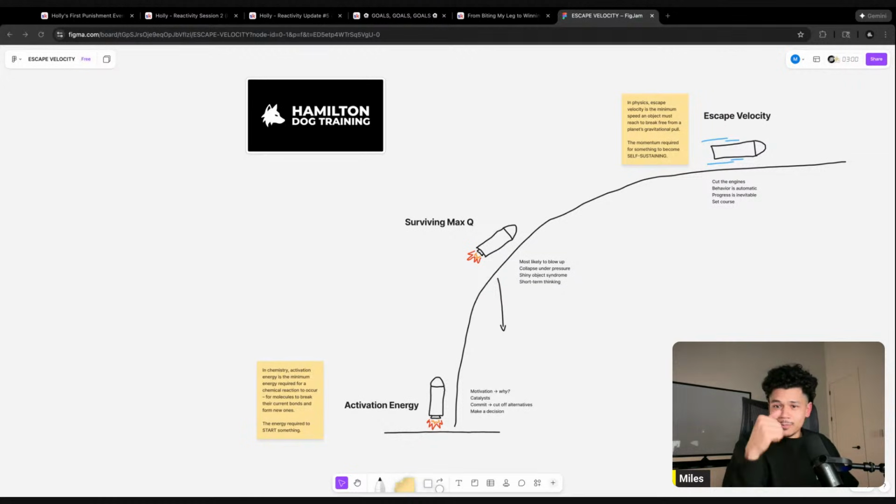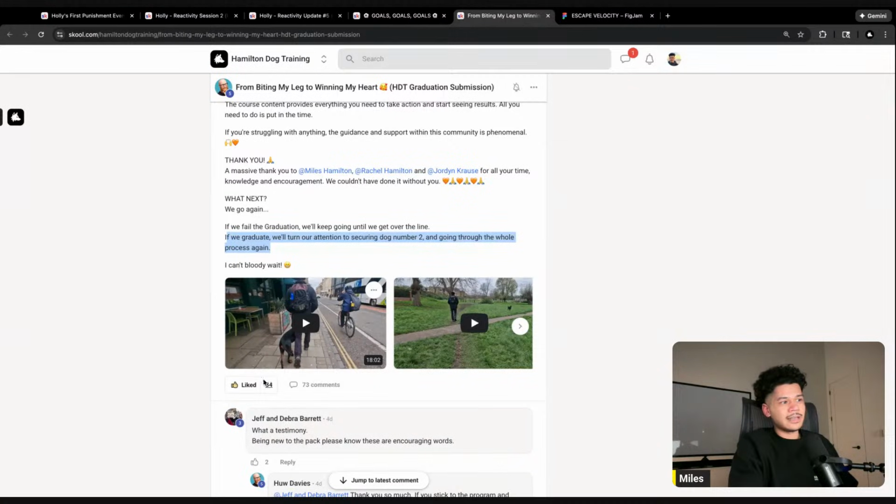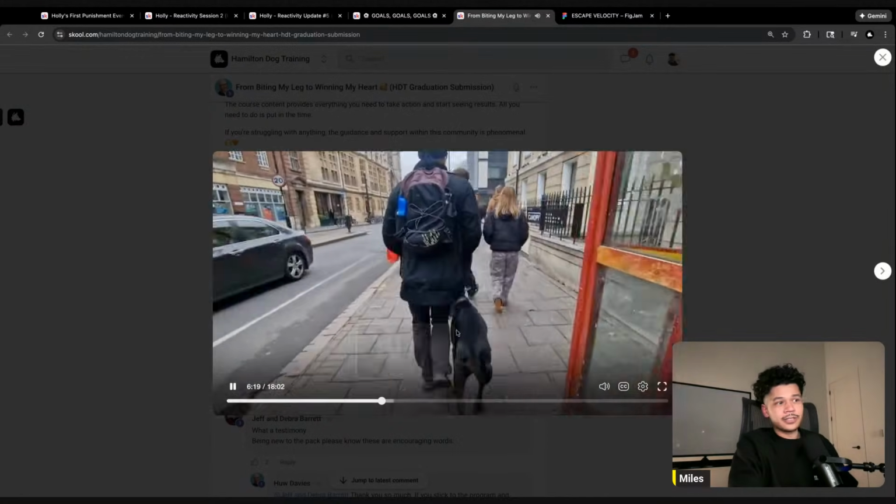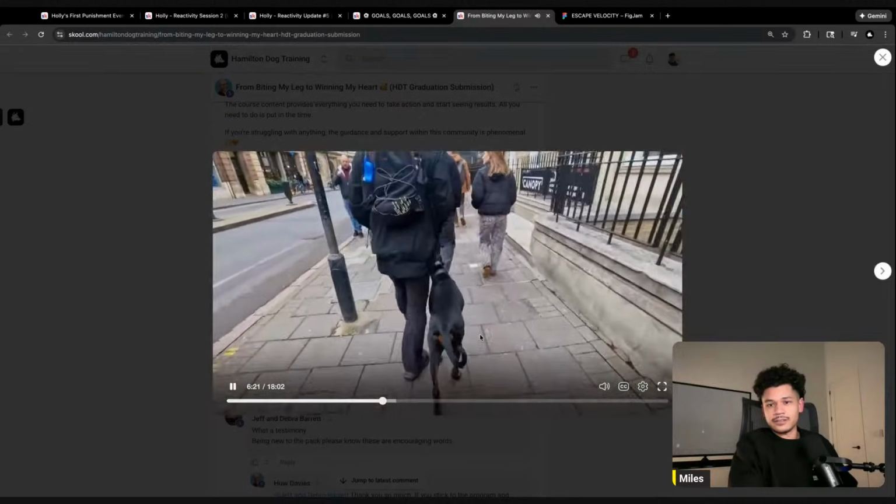We have a Malinois mix who used to be extremely reactive, and thanks to your video, she's now almost fully off-leash trained. Thank you. Awesome. Don't stop until you hit escape velocity, all right? The walk should be effortless. Just like you saw here, don't stop until you can do something like this. It should be effortless, right?